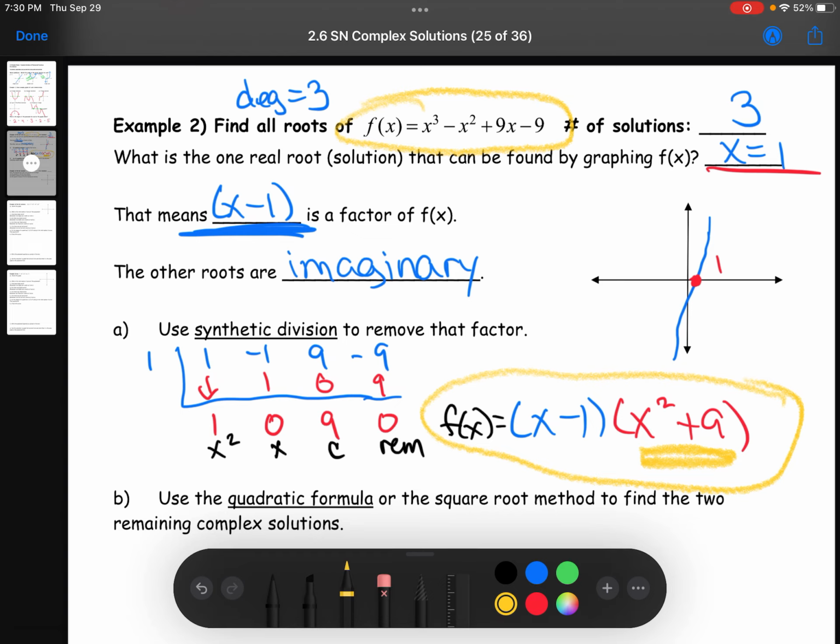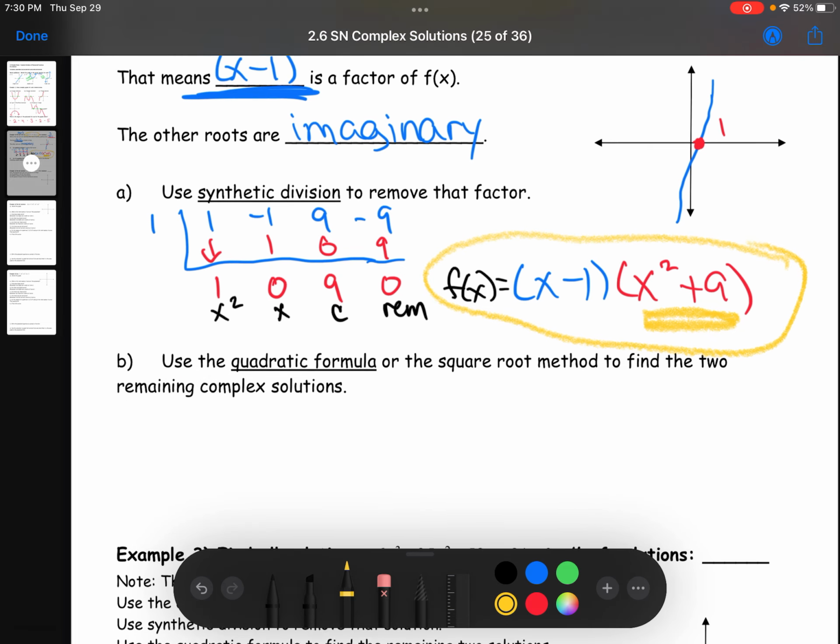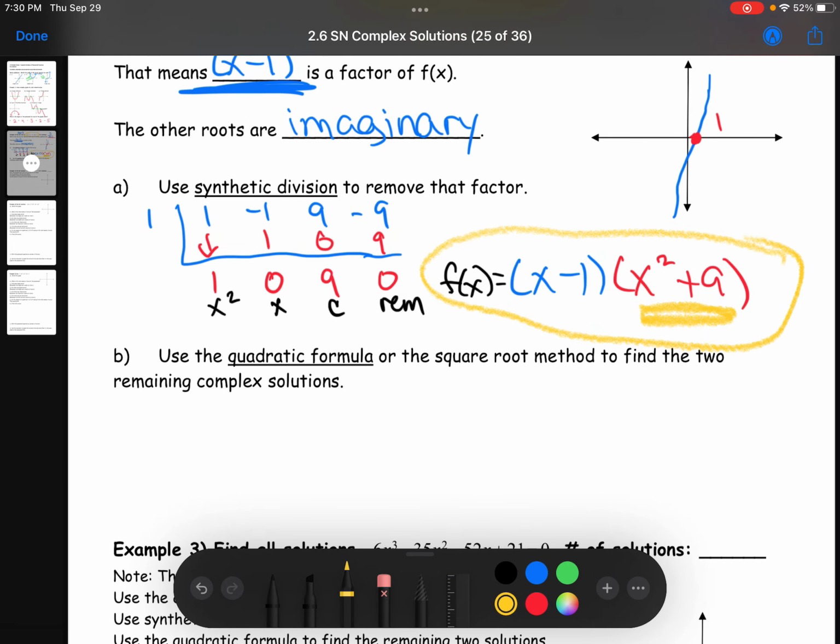Okay? Now, what we want to do from here, once we get this other factor, is solve and find those other solutions. So we'll take this x squared plus 9 factor and set it equal to 0 to solve it. There's only one term of x here, so isolate that x. x squared would equal negative 9. And then to solve that, we would need to take the square root of both sides. Well, that's a square root with a negative number.